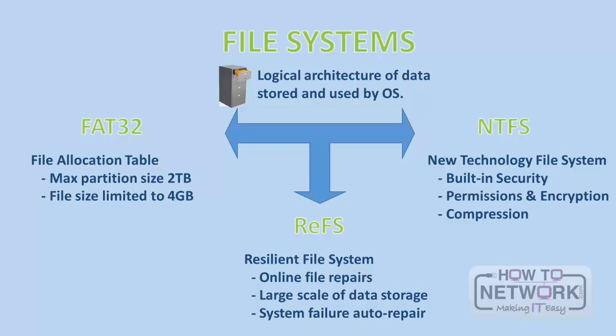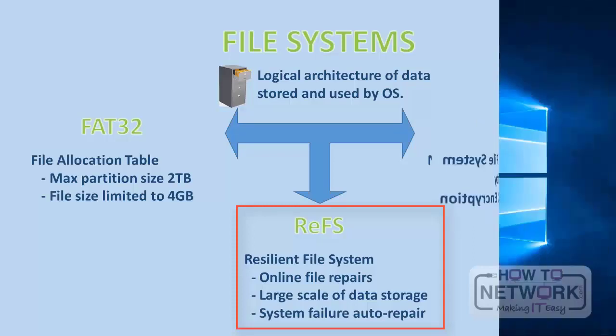There are three main types of file systems. This is FAT32. FAT32 sets the partition size of your hard disk at almost 2 terabytes and 4 gigabytes for every single file. The most often used is NTFS, which gives the file system the most security. Also, you can encrypt and compress a large amount of data. Most resilient is ReFS, which can manage a large scale of data. It also has the ability to automatically repair a failed system sector without losing data.